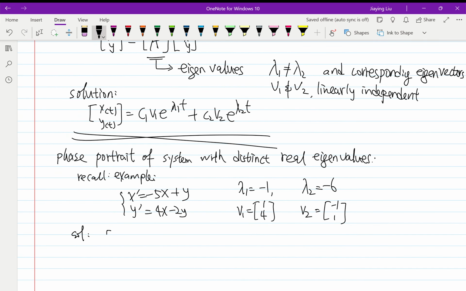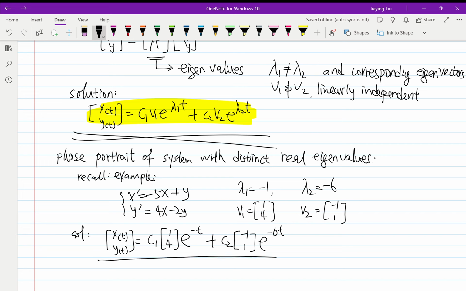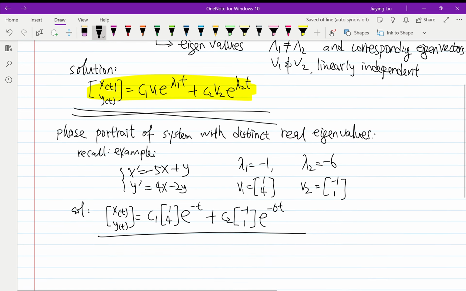Let me write it down quickly. The solution x of t, y of t, if we follow the formula I wrote above, is c1 v1 e to the lambda 1 t plus c2 v2 e to the lambda 2 t. That's c1 times (1, 4) e to the negative t, plus c2 times (negative 1, 1) e to the negative 6t. So that's the solution, and we did all the work last time. Today I want to begin by graphing the phase portrait of this solution.